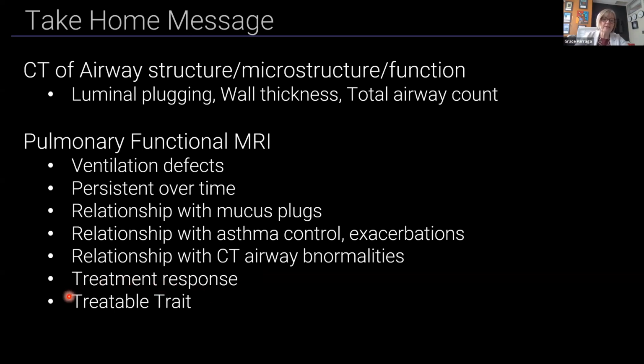And I also think that some of these measurements, CT and MRI, can be considered treatable traits for novel therapies and expensive therapies in N-of-1 studies.